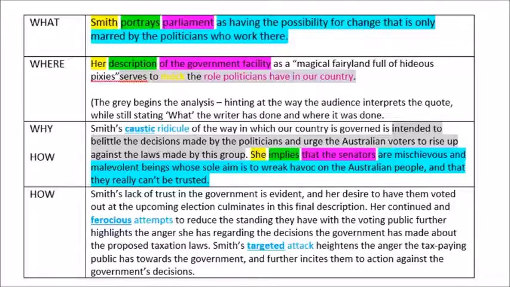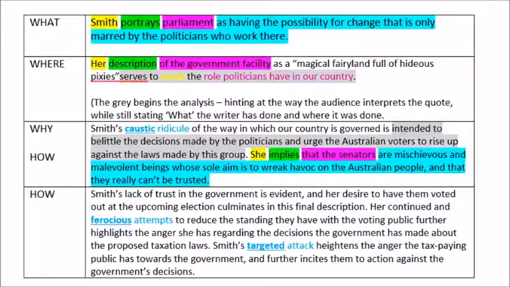We're going to pretend that Smith is a lady. Her description of the government facility as a magical fairyland full of hideous pixies serves to mock the role politicians have in our country. So you can see how that grey area begins the analysis, hinting at the way the audience interprets the quote, while still stating what the writer has done and where it was done. And then you might go into why and how.